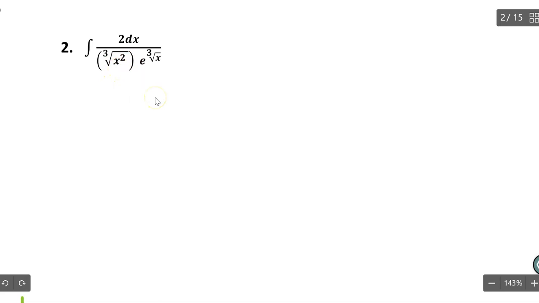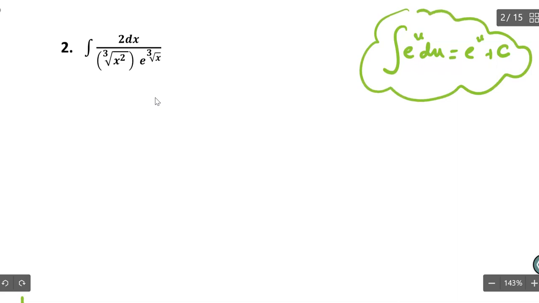Okay, so let's write down what formulas we are going to use. We are going to use the formula: the integral of e raised to exponent u du equals e to the u plus c. So I'm going to target that formula. Using this formula, it means that I need to let u equal to this exponent of e.